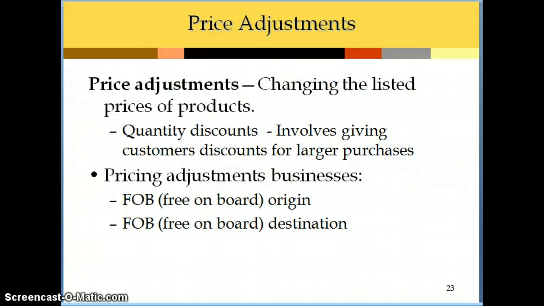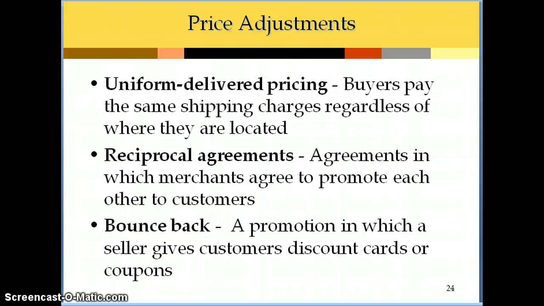Let's look at price adjustments. Price adjustments is actually changing the listing prices. Quantity discount involves giving customers discounts for larger purchases. Pricing adjustments for businesses include free on board origin, FOB, or free on board destination, FOB.